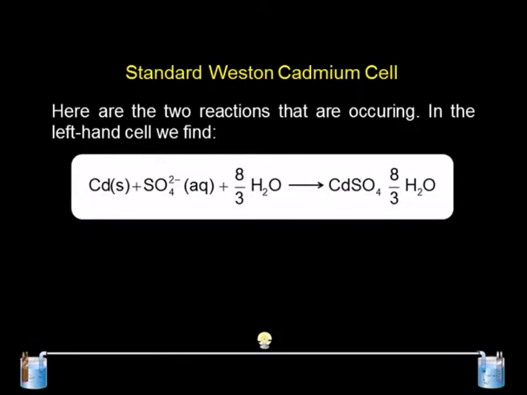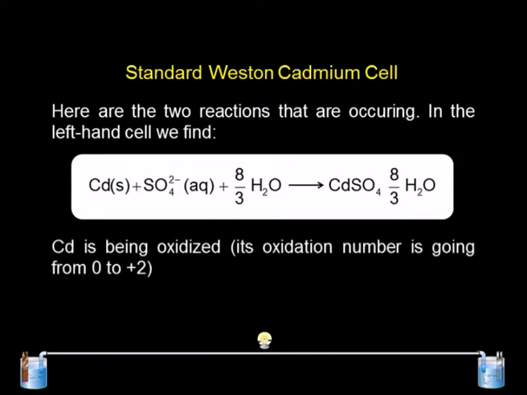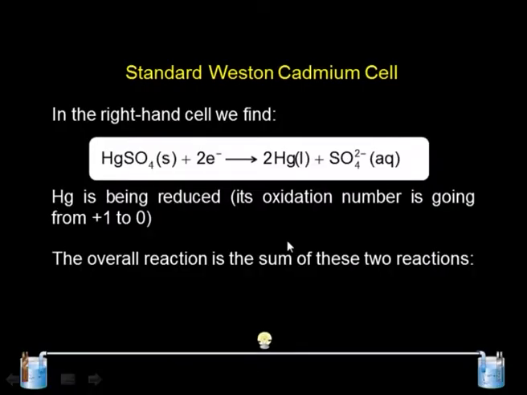In the left hand cell, we find that cadmium, which is solid, reacts with sulphate ions in presence of water to give cadmium sulfate 8/3 H2O. Cadmium is being oxidized because its oxidation number is going from 0 to +2. In the right hand cell, we find Hg2SO4 plus 2 electrons giving us 2 mercury liquid and sulfate ions.